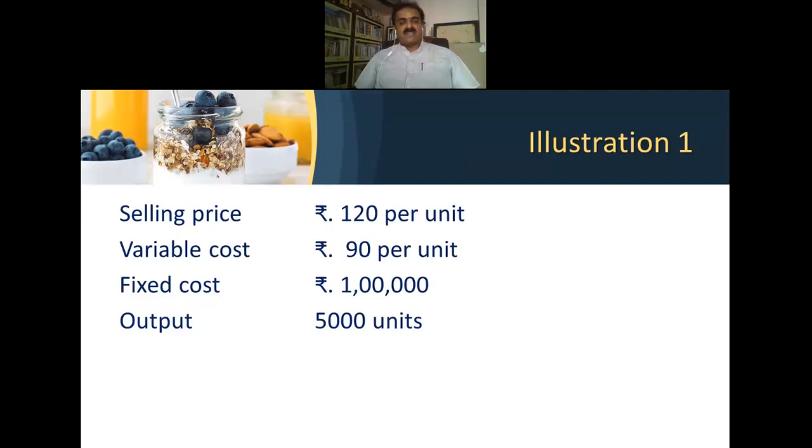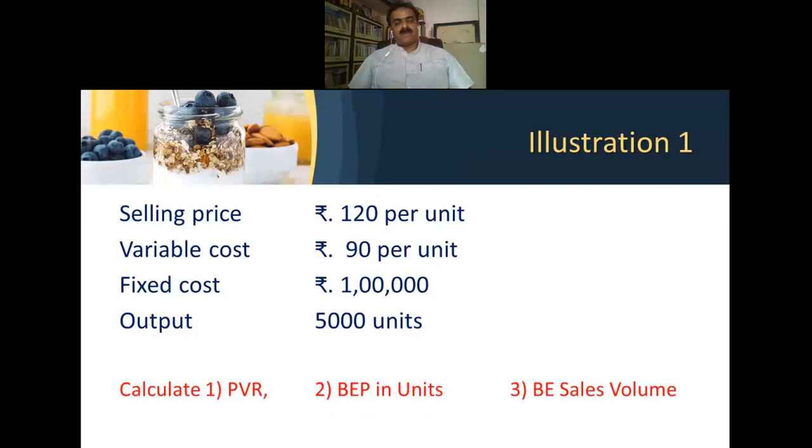As the selling price is given as 120 rupees, the variable cost is 90 rupees, and the fixed cost is 1 lakh, we need to prepare a simple marginal cost statement in order to calculate the PV ratio, break-even point, and break-even sales value. The selling price is the price at which we will be selling, and whether you get profit or loss can be identified by preparing the marginal cost statement.